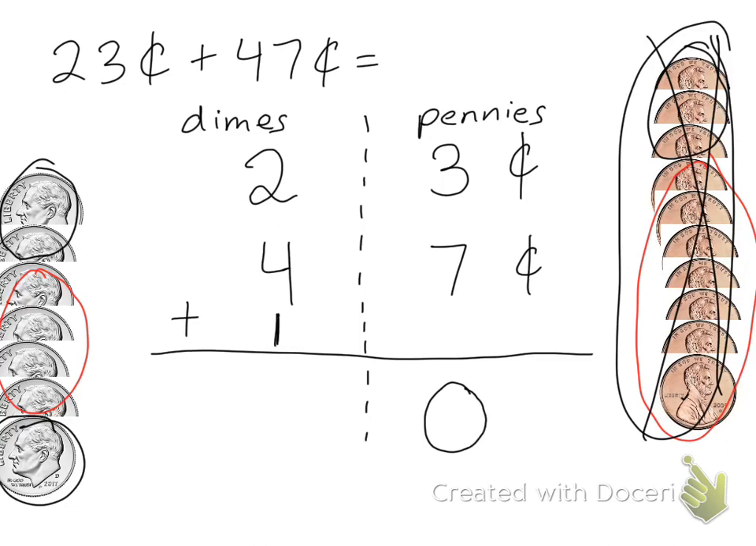Now I add up my dimes. So 2 dimes plus 4 dimes is 6 dimes. Plus 1 dime is 7 dimes. So I have 70 cents. And we can check that by counting my dimes. So I have 10, 20, 30, 40, 50, 60, 70. So my answer is correct.